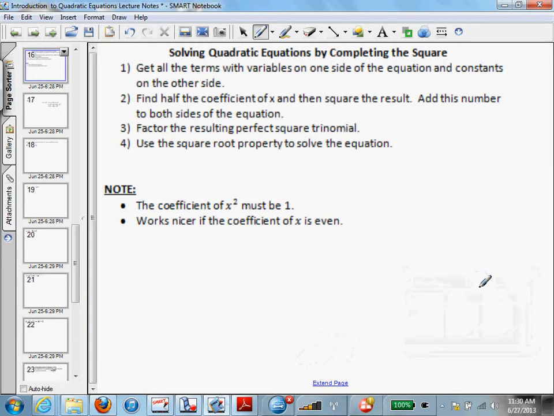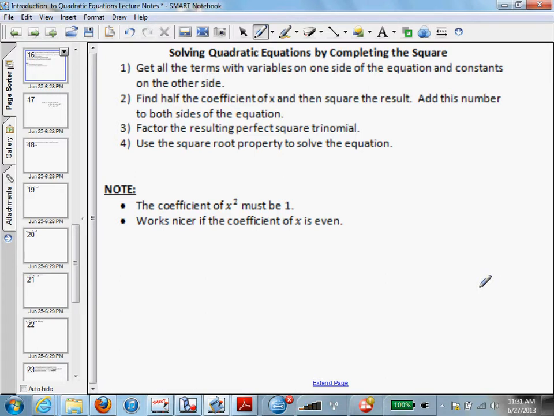Get all the terms with variables on one side of the equation and constants on the other side. Find half the coefficient of x and then square the result. Add this number to both sides of the equation. Factor the resulting perfect square trinomial. Use the square root property to solve the equation.